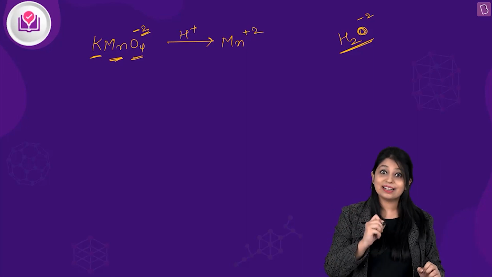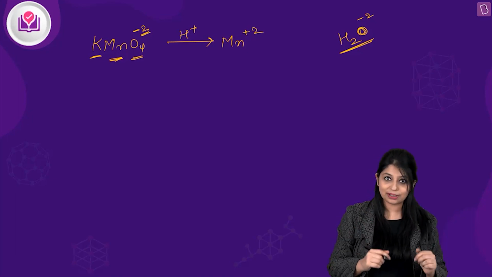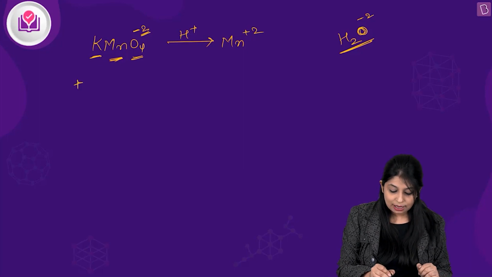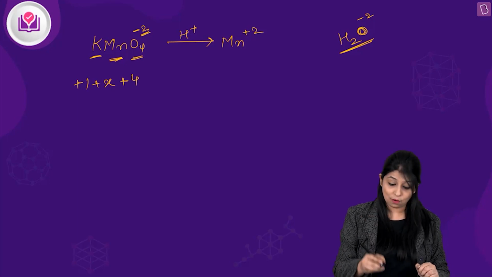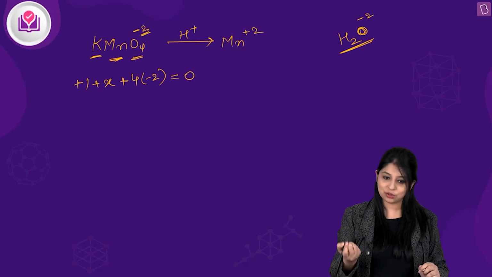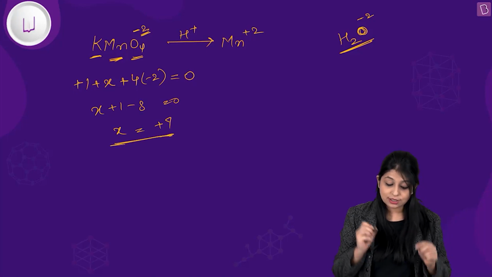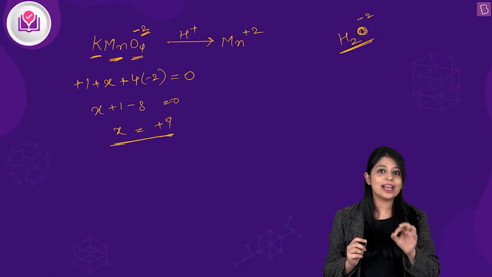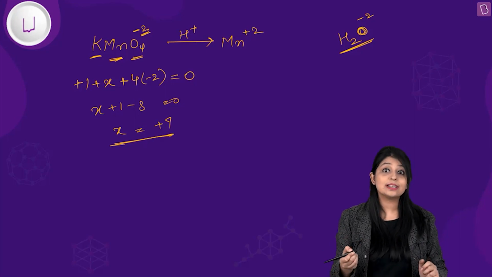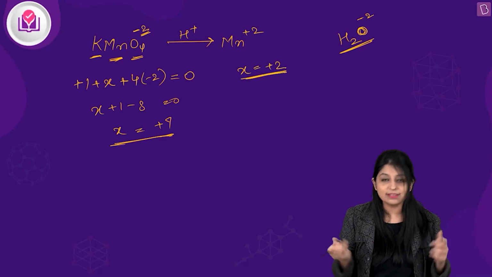Let's first find the oxidation state of manganese in KMnO4, on the reactant side. We have potassium as +1, manganese as X, and four atoms of oxygen with -2 each, and 0 is the net charge. So X plus 1 minus 8 is 0, so X comes out to be +7. So the oxidation state of manganese in KMnO4 is +7. And what is the oxidation state of manganese in Mn2+? Well, it is +2. It's very evident here.